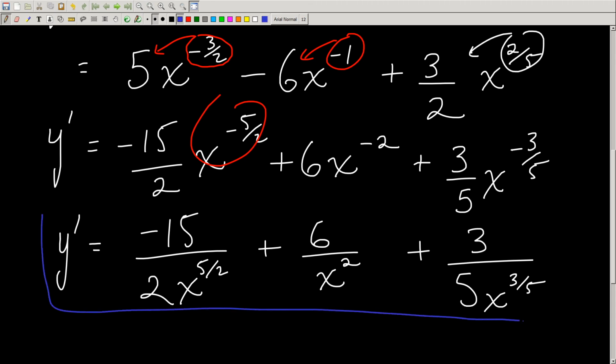So that is the derivative applying the power law to functions that have radicals as well as reciprocal functions. Okay? So basically that's the lesson.